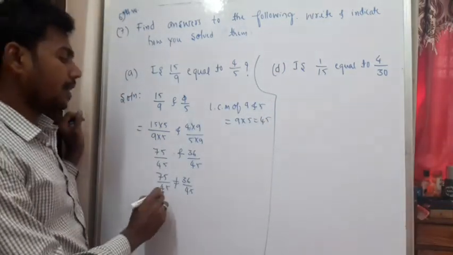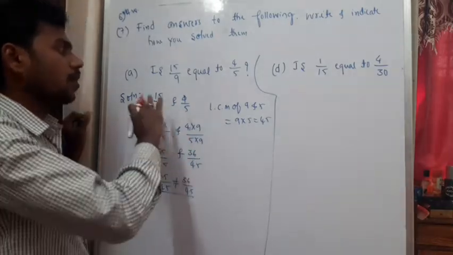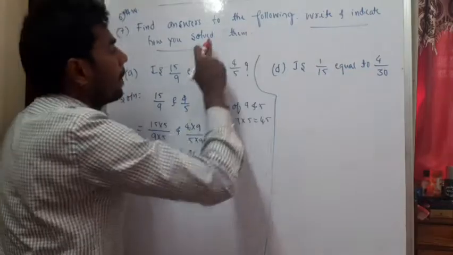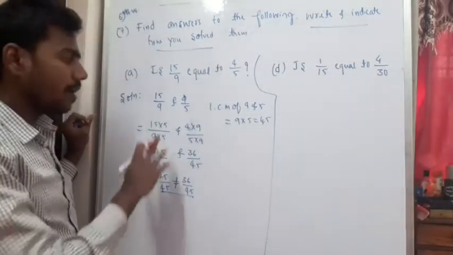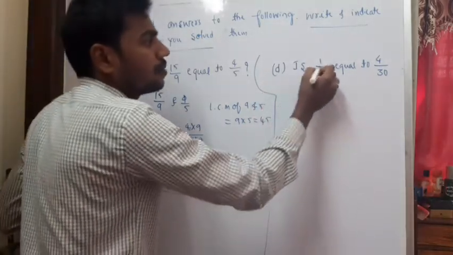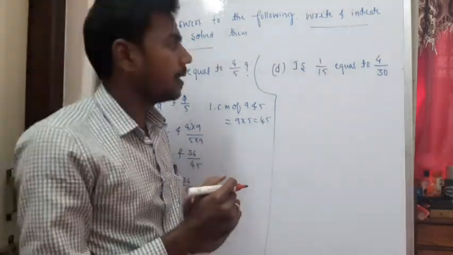This is how we see. First we need to say, after this, we need to check whether these two are equal or not equal, and we have shown how we arrived at that.